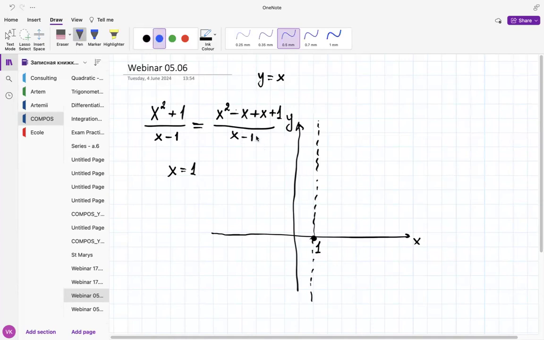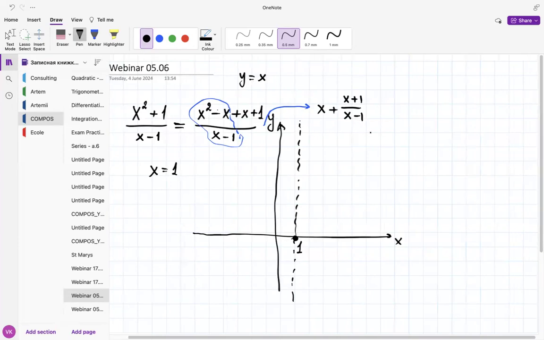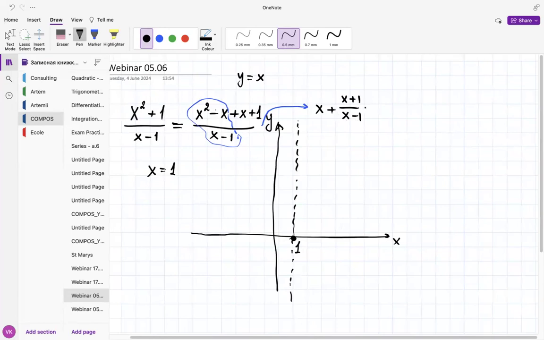Why do I need this? From here, I can just see that this will give me x plus 1 divided by x minus 1. So pretty much like y equals x, but not exactly, because we still have something to do, because this one can be divided as well. So what do we have here? Let me adjust it somehow. That would be x plus x minus 1, and I need to add 2.